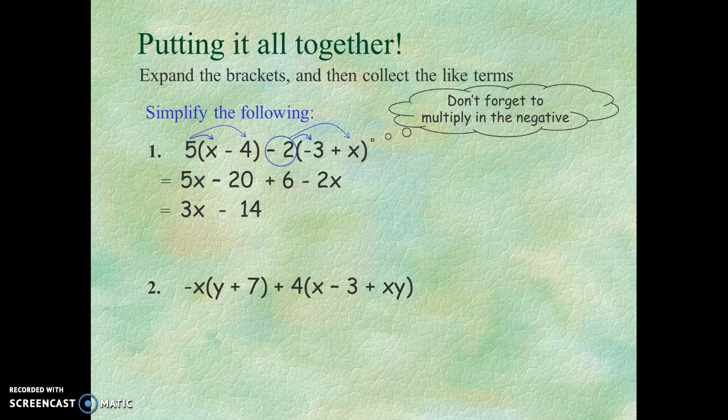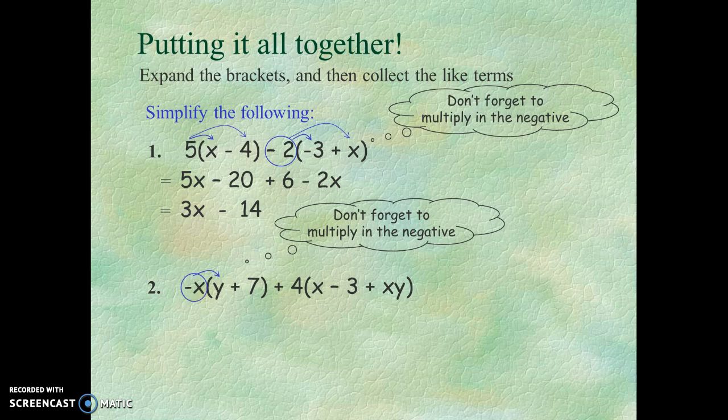Number 2, be careful here. We're going to multiply a negative x into the bracket. And when you multiply, you can multiply anything at all. You just have to remember they stick together with the glue of multiplication. So when I multiply negative x times the y, I'm going to get negative xy. And when I multiply it with a 7, I'm going to get negative 7x. That's just a little bit beyond what we need to know, but you should be able to handle it.